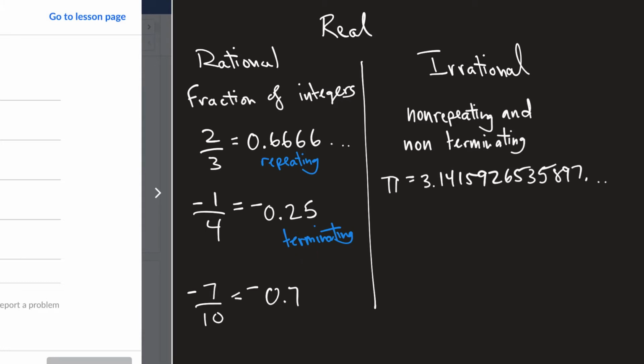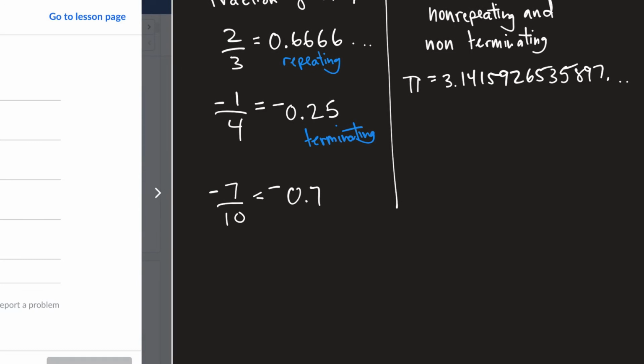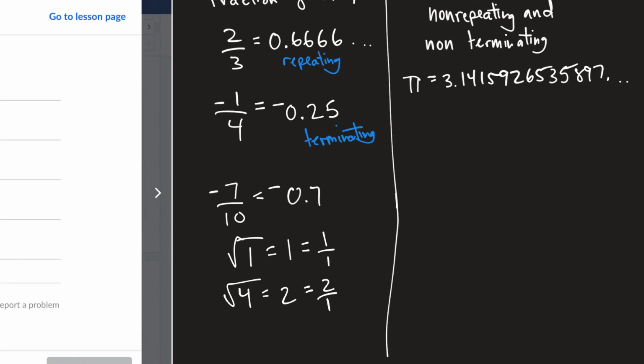Now you can have square roots on this as well. You could have the square root of 1. That's 1. That's rational. It's fine because we can make this 1 over 1, and now it's a fraction of integers. Or we can have the square root of 4 because that's 2, and that could be a fraction if you want it to be.